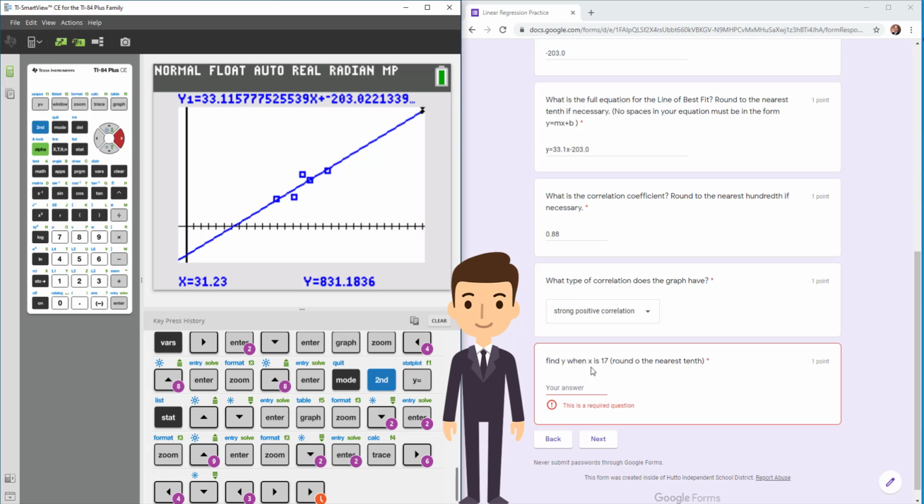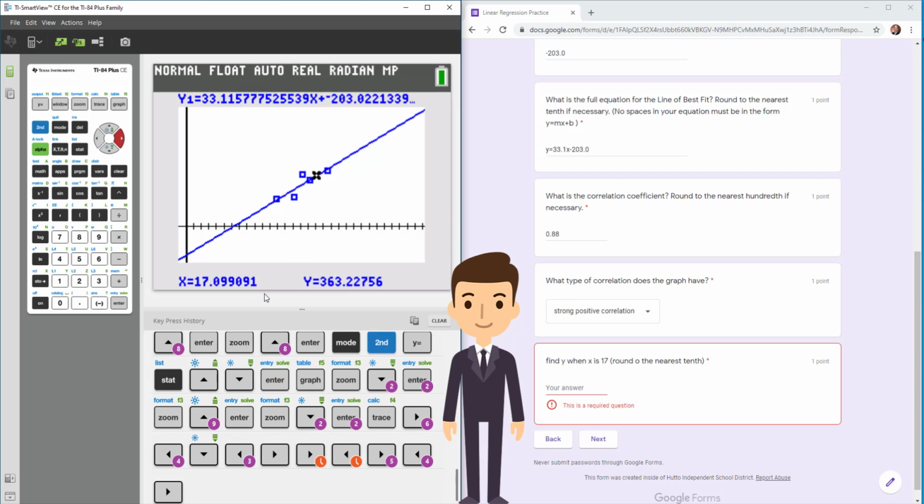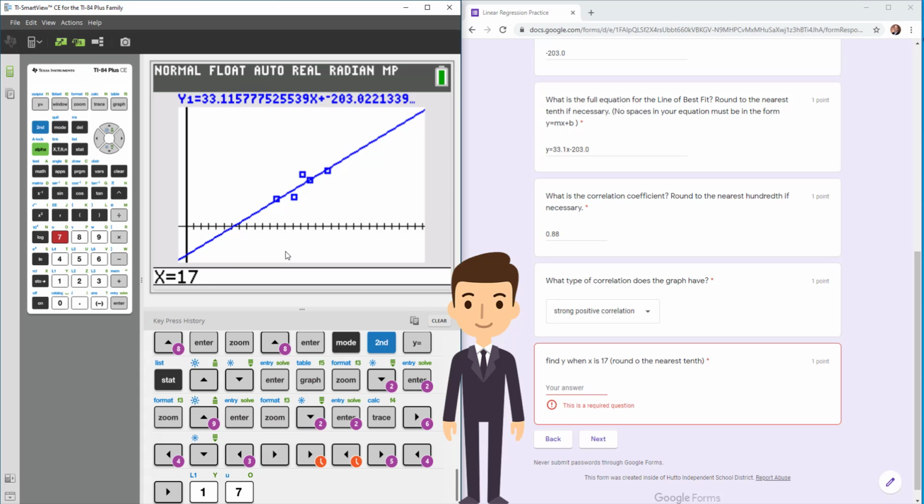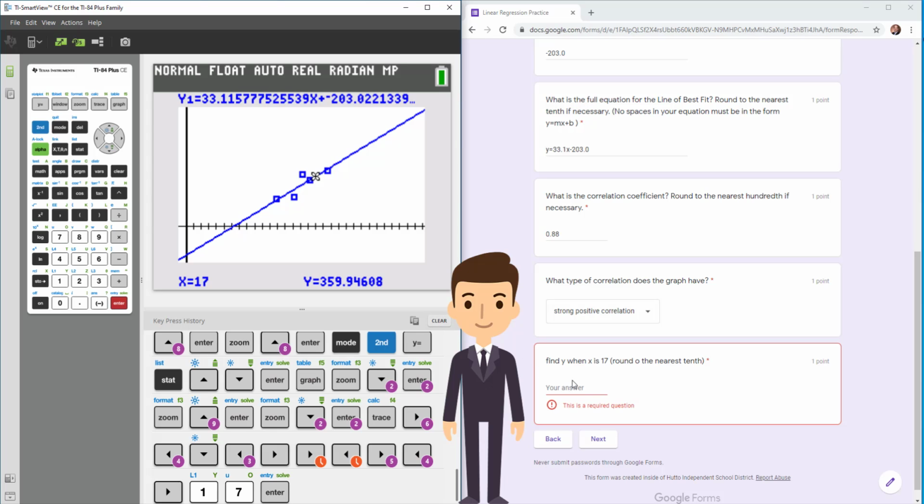And I want to get to what? Find y when x is 17. So I could go until x is 17. But you're going to see it doesn't actually land on 17 perfectly. Because it doesn't, the way you handle that is you just start typing 17. When you start typing 17 into your calculator, it tells the calculator, "Hey, I want to know when x is 17." Now it brings it directly to when x is 17, and it tells me my y value is 359.94, and so on.